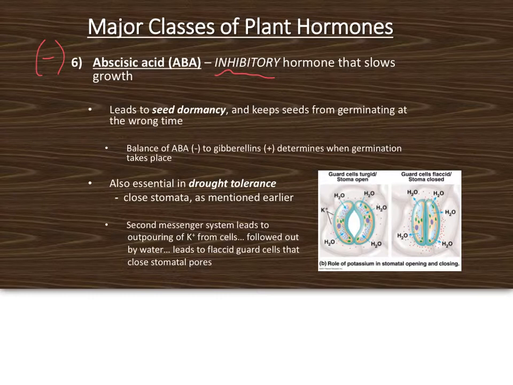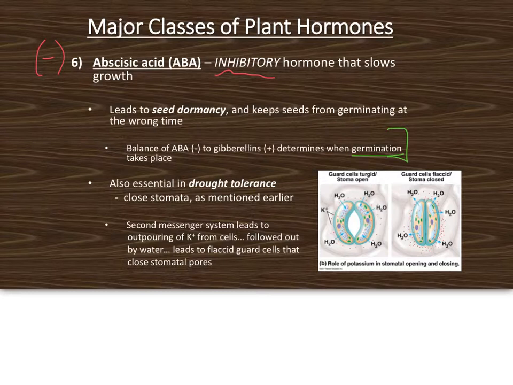Now what you'll notice then is there is a balance between abscisic acid and those growth-promoting gibberellins. So whenever the gibberellins get to a higher concentration and abscisic acid is at a lower concentration, then the seed will actually germinate and a new plant can be developed.